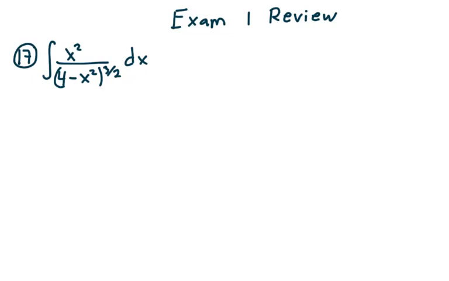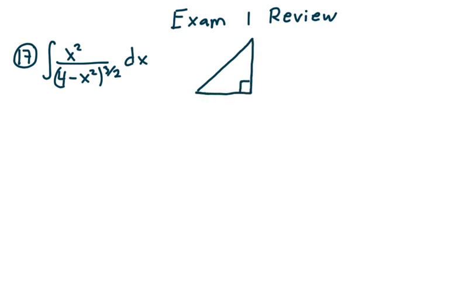This is a video from the Exam 1 review in my Calculus 2, and we're going to take a look at problem 17. It's the integral of x squared over (4 minus x squared) to the 3 halves dx. The classic way to do this problem is by trigonometric substitution.